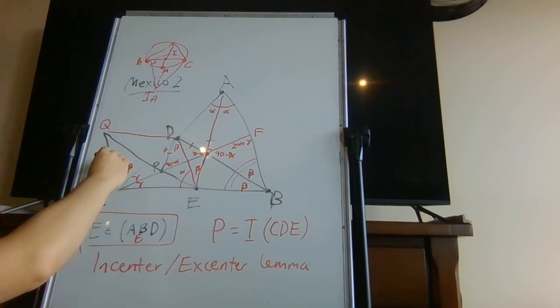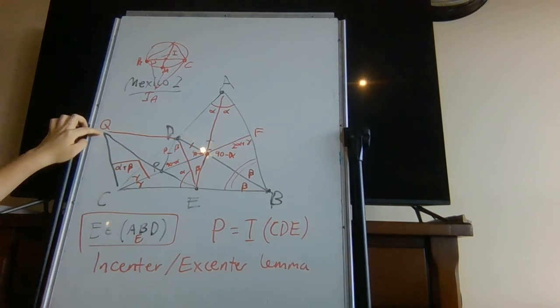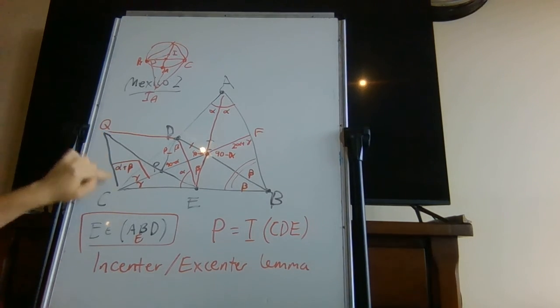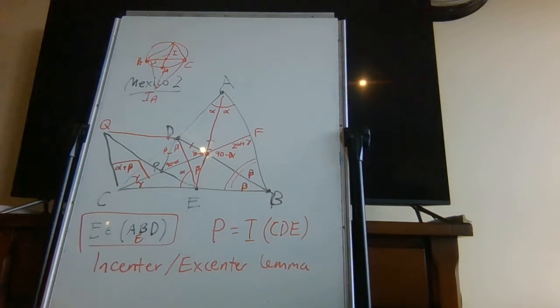So that means this is 90 degrees, a right angle. And so then you know that the excenter lies on the angle bisector, at 90 degrees to this angle bisector. Right, you need some explanation of this.